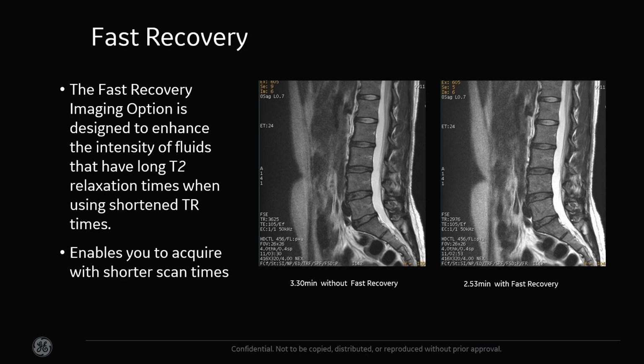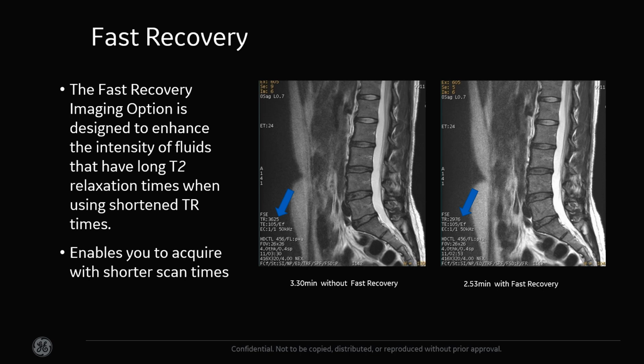So this slide is a great example of the application of a fast recovery pulse and its ability to reduce scan time whilst maintaining a hypersignal intensity within the free fluid, in this case in a lumbosagittal spine examination. So if we look at the image on the left, we can see that we have a TR of 3,625 milliseconds and a scan time of 3.5 minutes. All other parameters remain the same, including the ETL of 24.